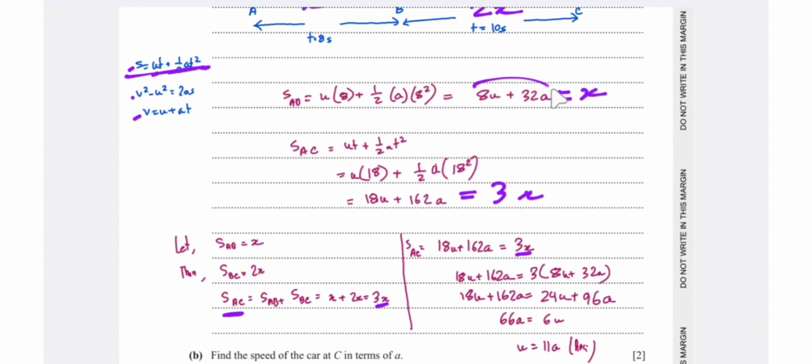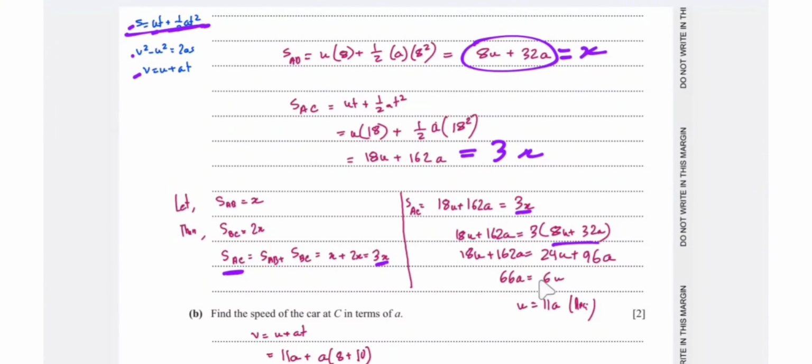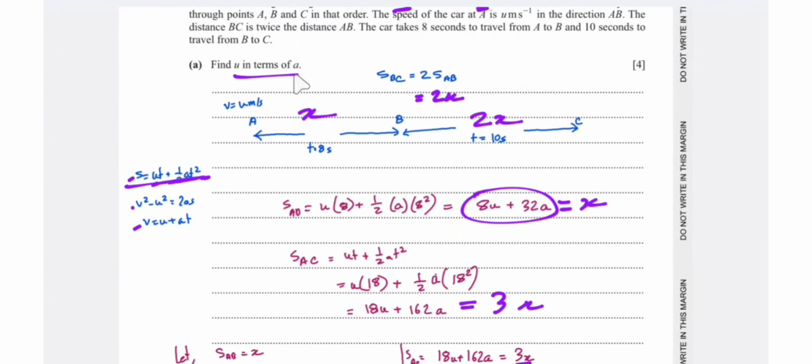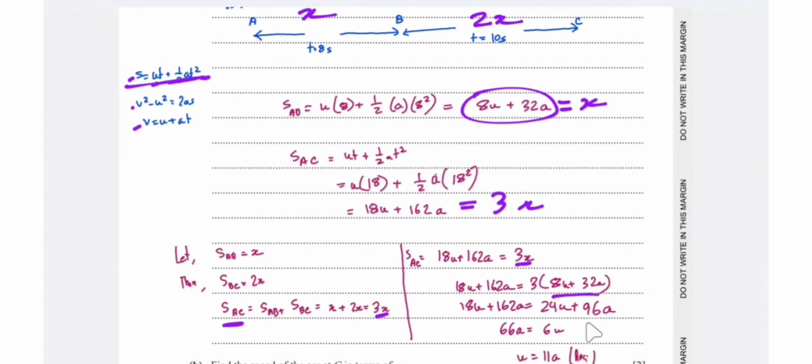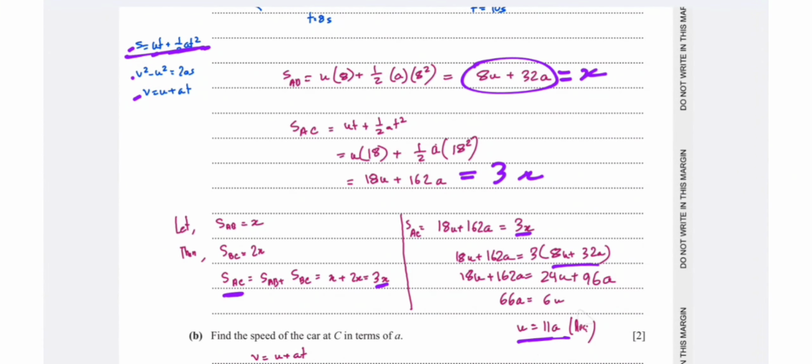So we substitute the value of x, the distance AB, into this equation to express u in terms of A. That is, u is equal to 11A.